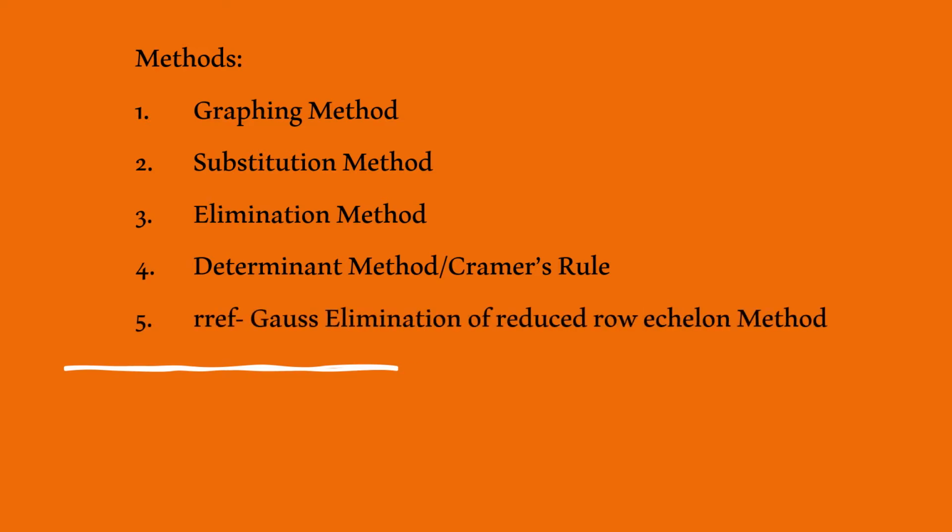Number 5, the reduced row echelon form, or it is called the Gauss elimination method. Number 6 is the graphing calculator to find the reduced row echelon form.